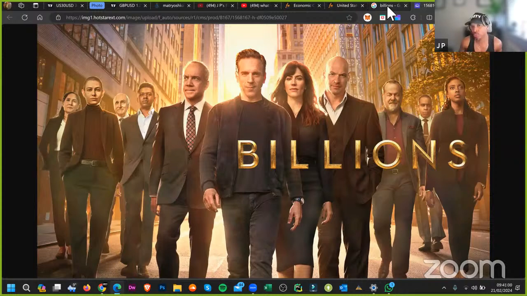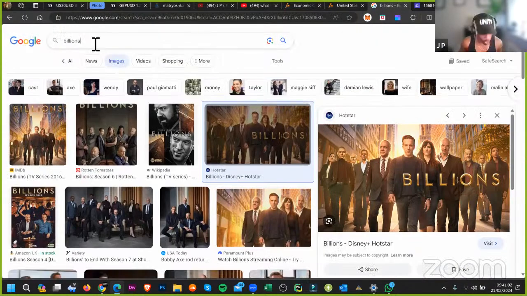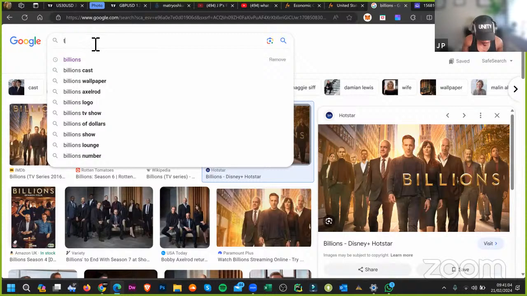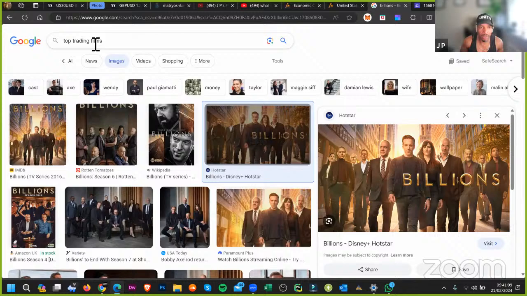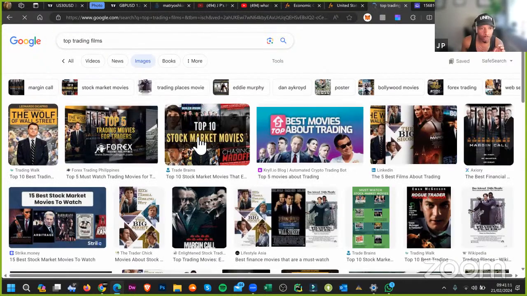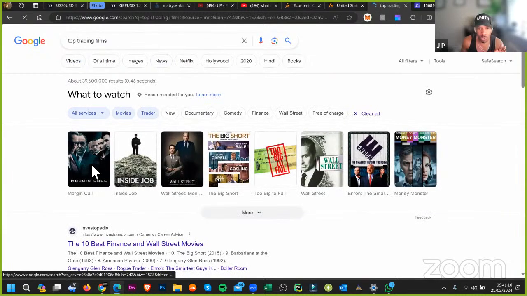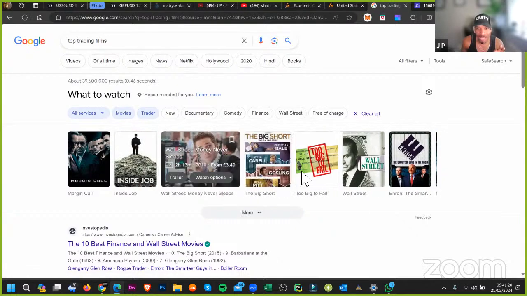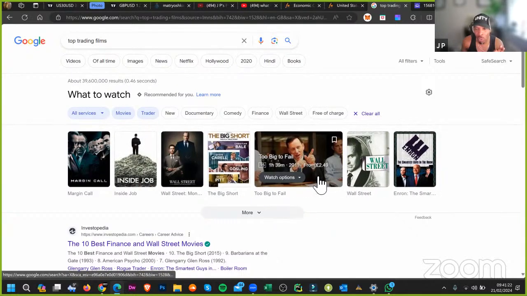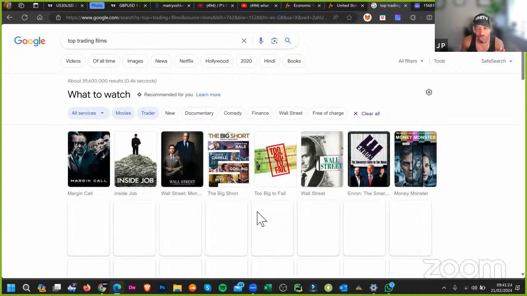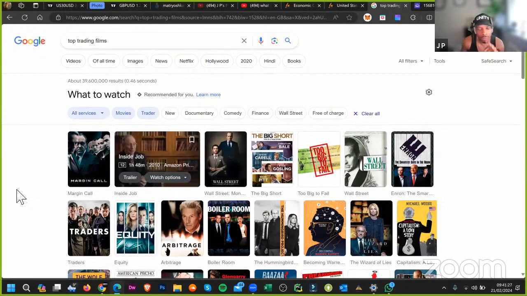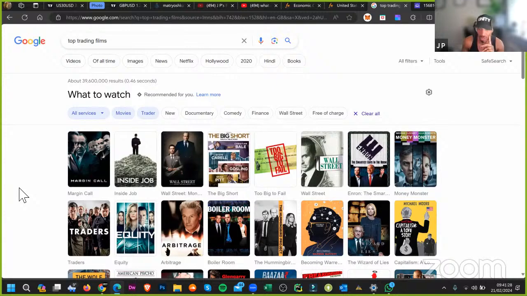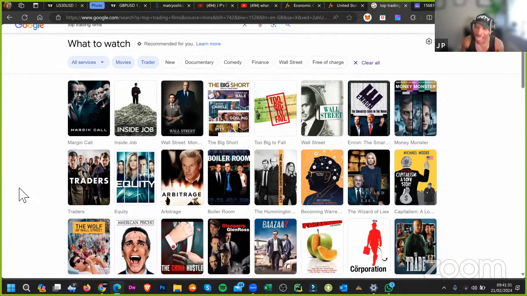I'm telling you, with all of these programs, you can go into your Googles and look at top trading films. When you watch your Margin Call, your Inside Job, your Wall Street, your Big Short, your Too Big to Fail, you are going to be watching them with a completely different energy because you understand the markets now.